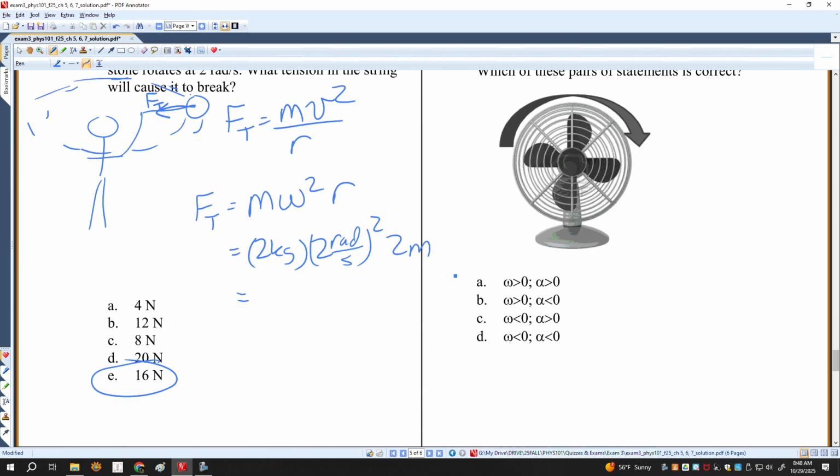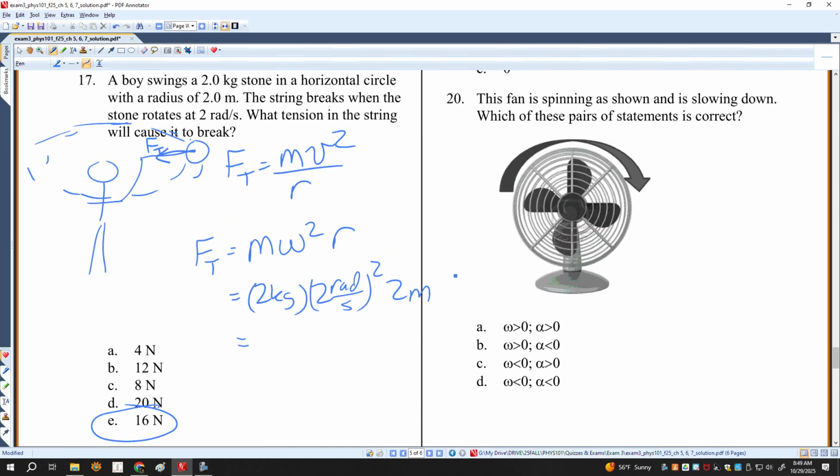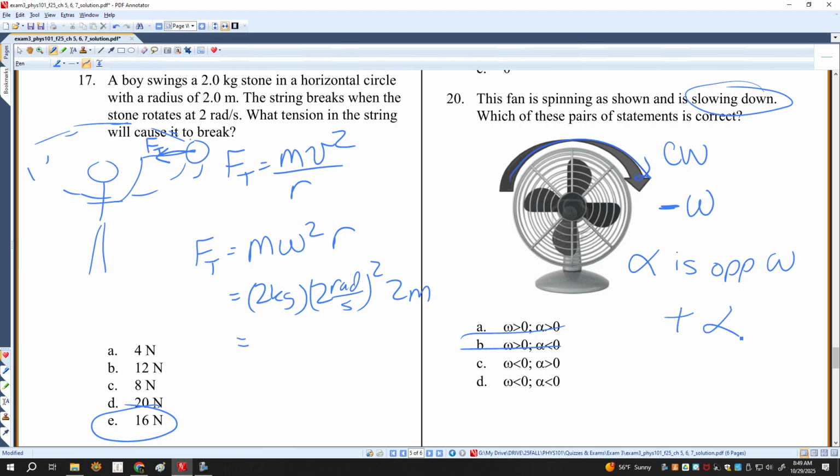And then finally, if a fan is spinning and slowing down, which of these statements is correct? Well, because it's going clockwise, omega is negative. So that gets rid of those two. And then because it's slowing down, alpha is opposite omega. So if omega is negative, alpha is positive. So it means C.